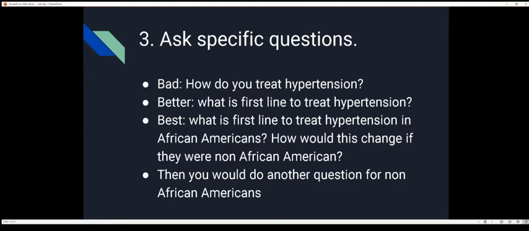Oh yeah. So if I was just saying, what's the first line treatment, well, you can't really answer that, because the first line is not going to work in African Americans 40% of the time. That's right. So the best way to do this is to ask, what's the first line treatment for hypertension in African Americans, which is diuretics or a calcium channel blocker. You have to be very, very specific.